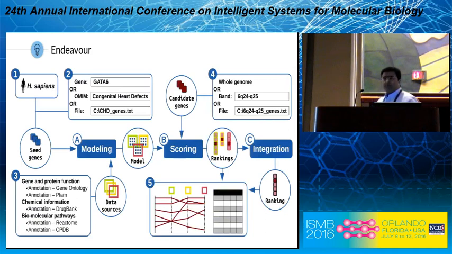Once you submit your request, we create a model based on the training genes, which we call seed genes here, and on the data sources. Per data source, we create a model. Then we use those models to score the candidate genes and rank them. Finally, by simple order statistics, we integrate them and calculate the overall, global ranking for the result, and return the result to the user, visualized.